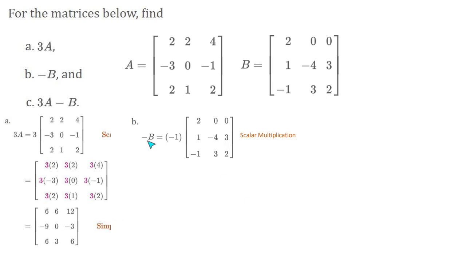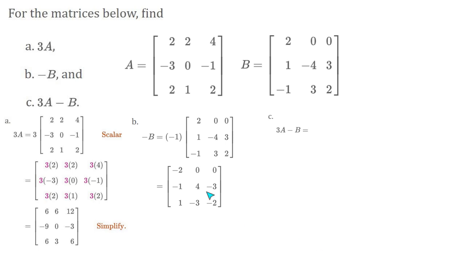For negative B, it's like multiplying -1 times your matrix B. So every number inside will be multiplied by -1. So 2 times -1 is -2. Then -1 times 0 is 0, and then 0 again. And then -1 times 1 is -1. -1 times -4 is 4. And -1 times 3 is -3. And then we get 1, -3, and 2 on our last row.